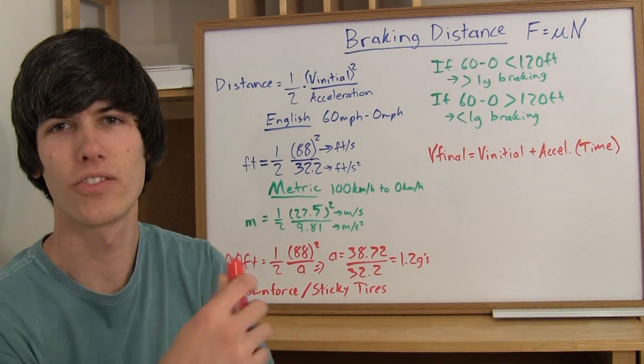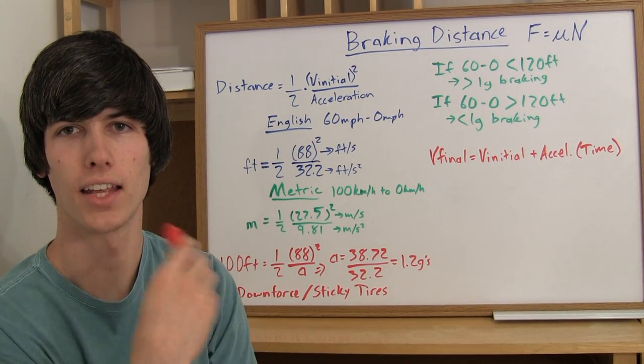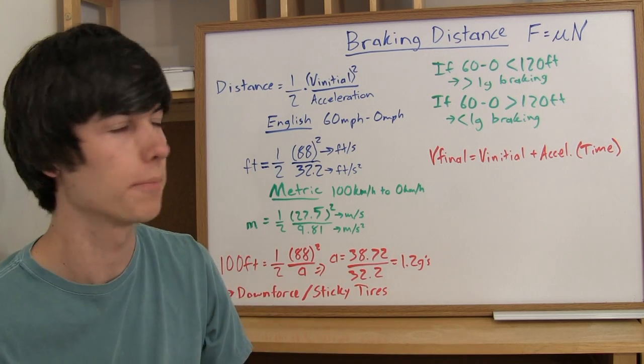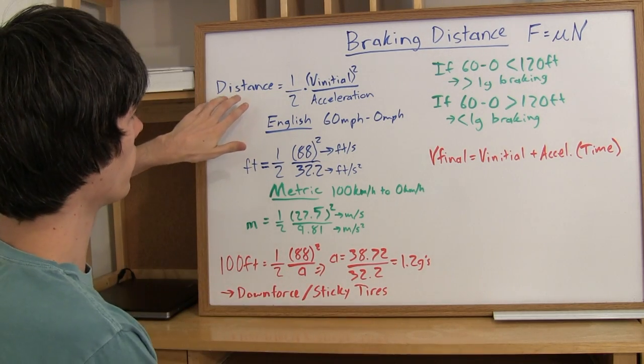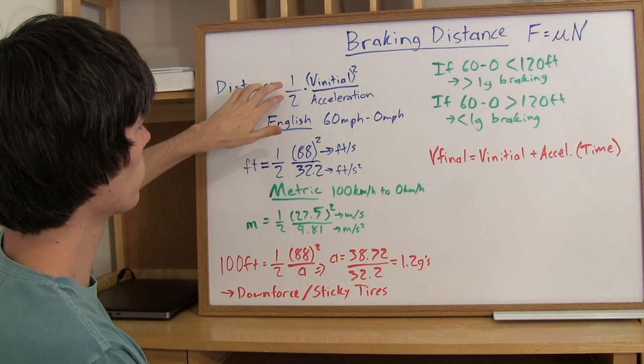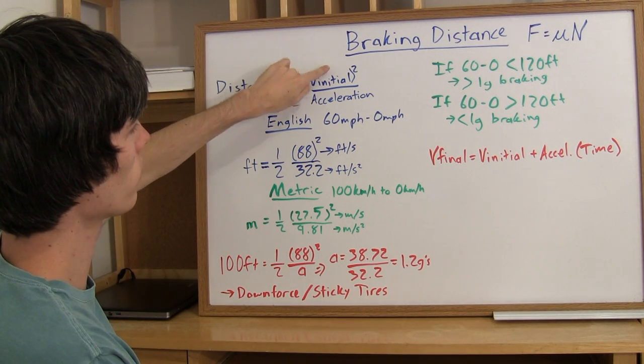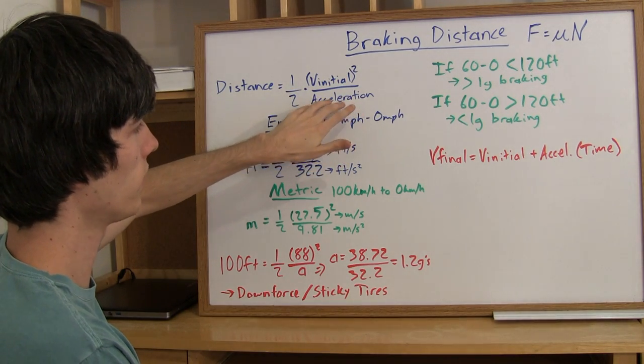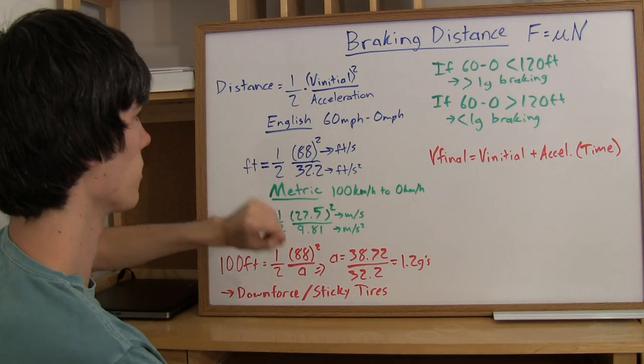Hey everyone, in this video I'm going to be going over braking distances, and I'm going to explain an equation that you can use to determine if a car can brake well or not. That equation is: the distance to stop a vehicle is equal to 1/2 times the initial velocity of the vehicle squared divided by the acceleration, or in this case deceleration, because we're slowing the vehicle down.